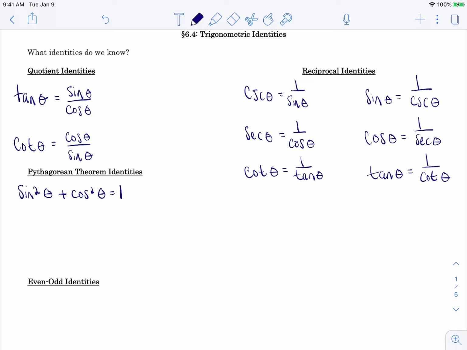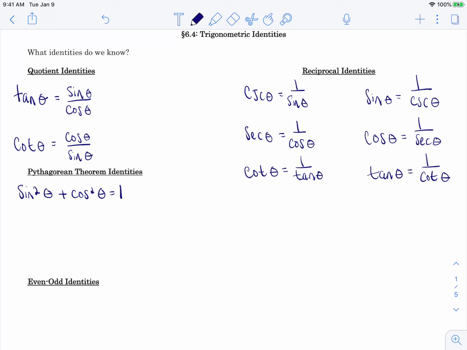And let me refresh your memory. Identities mean it works all the time. So I can put any angle into these equations and it will be true. Where a conditional statement means only one value will work.